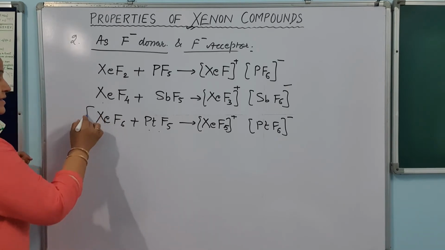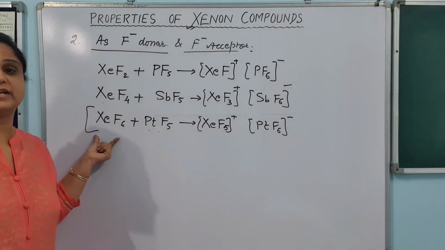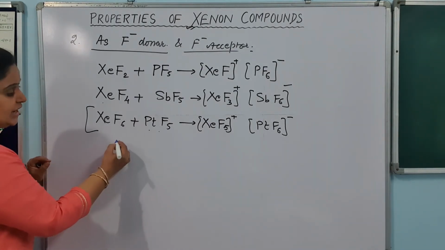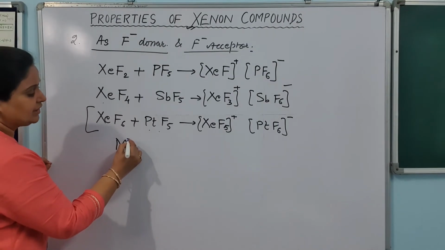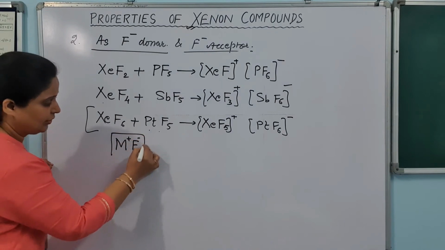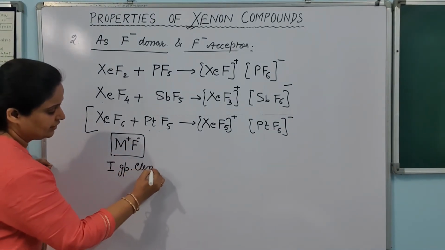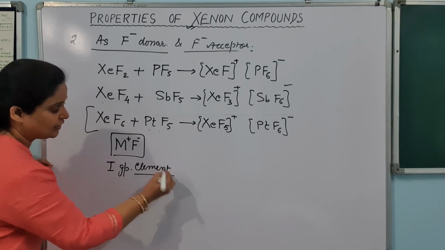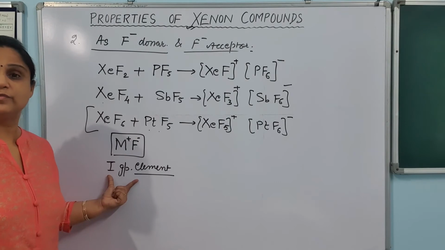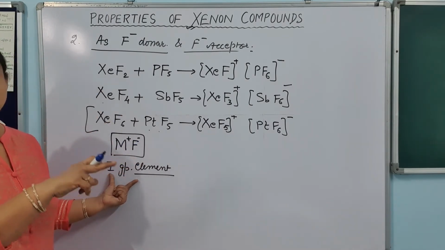But this XeF6 is special, which gives a special reaction where sometimes it takes the fluoride ion also. So I am going to take this reaction, fluoride ion acceptor, where it is reacting with the salt of first group elements. When it works as a fluoride ion acceptor, if you are taking a first group element fluoride, these fluorides can be given to the xenon hexafluoride.